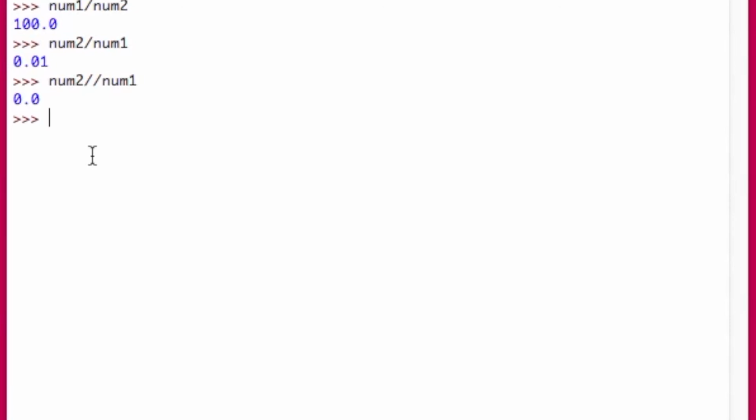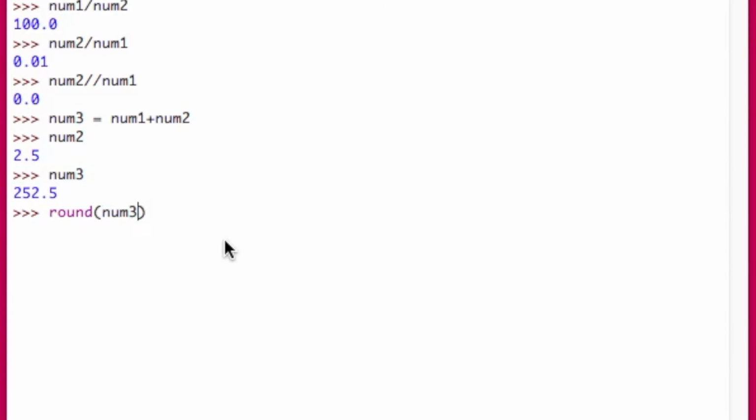You can also round off a number. So let us say num3 is equal to num1 plus num2. Now num3 will be 252.5, right? Yes. Now what if we wanted to round it off so that we only have the integer part? So in such a case you would say round, and in there you would put the number you want to round off. There you see it removed the decimal places for good.